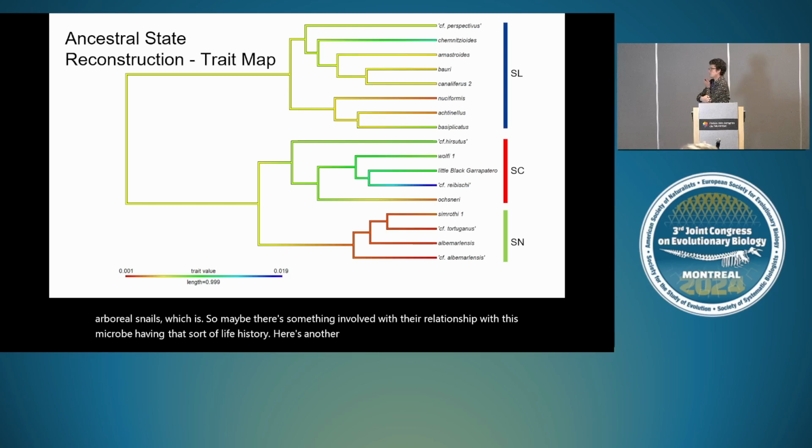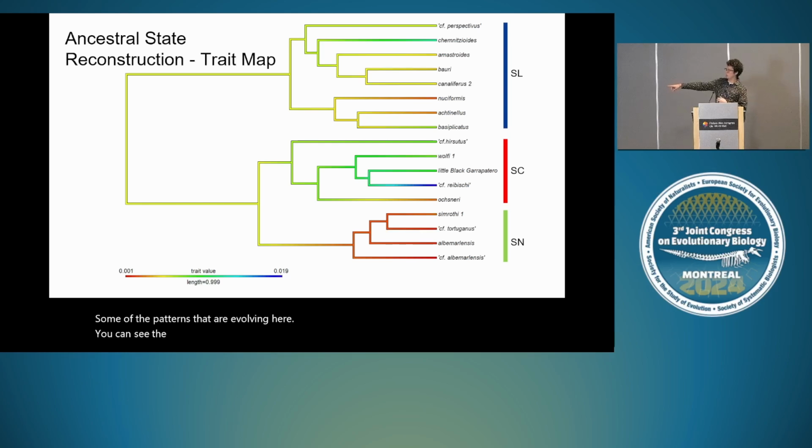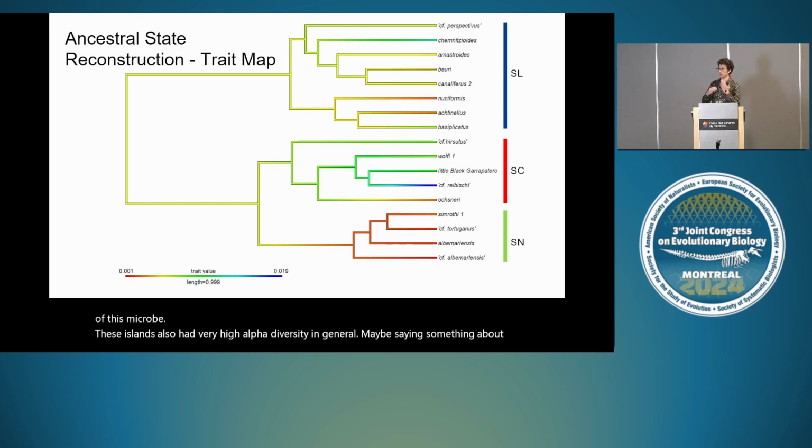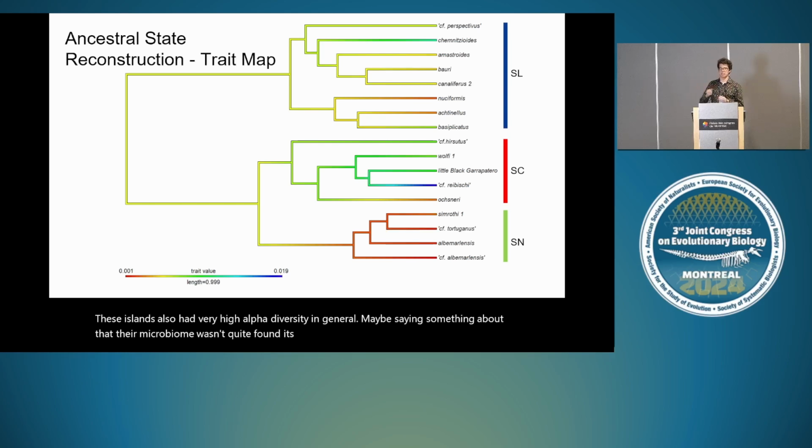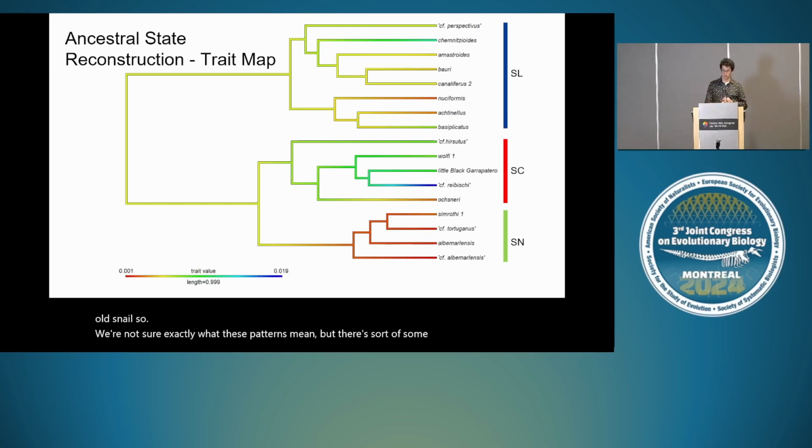Here's another way to view this ancestral state reconstruction. You can see from this some of the patterns that are evolving here. The very bottom group is the youngest island, and these have a very low amount of this microbe. These islands also had very high alpha diversity in general, maybe saying something about how their microbiome hasn't quite found its core microbiome yet. It's only a few 100,000-year-old snail. So we're not sure exactly what these patterns mean, but there are some cool clues to move forward with.